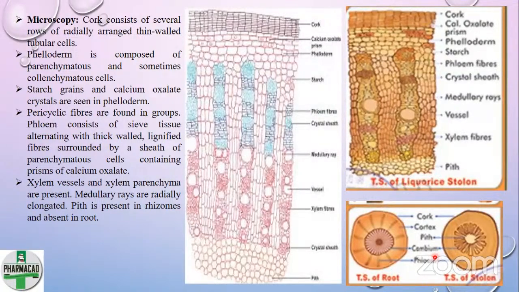When I talk about the microscopy of this plant, it will have a cork, like you can see here. Then it will have a calcium oxalate crystal sheath.